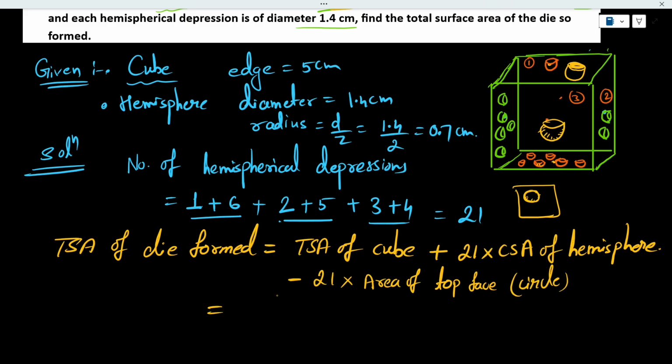So just substitute the formula. What is the TSA of a cube? It is 6a square, where the edge is a. Then what is the CSA of a hemisphere? It is 21 times 2 pi r square, because the curved surface area of a hemisphere is 2 pi r square, not pi r square. Pi r square will be for the circle. Then you need to subtract 21 times the top face, which is a circle, so the area of the circle is pi r square. If you write it in formula form, it's very easy to do the calculation part, right?